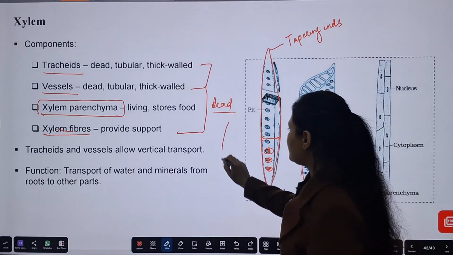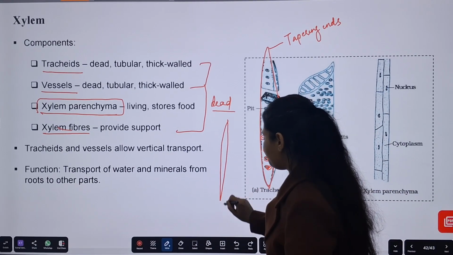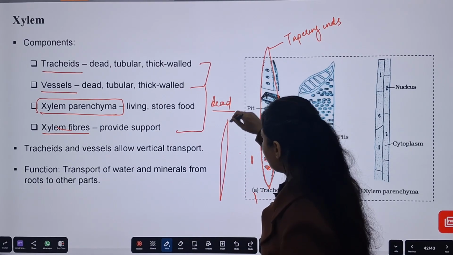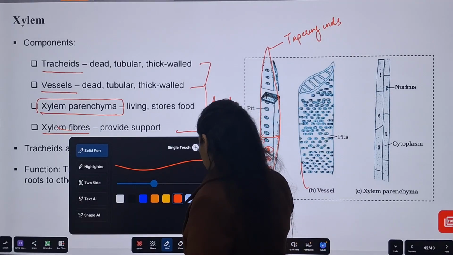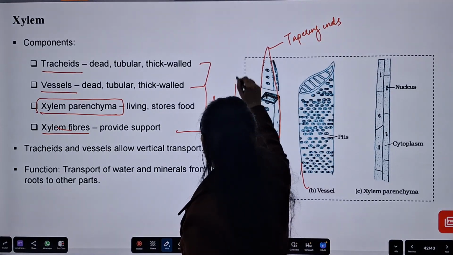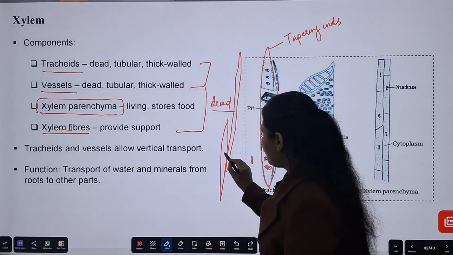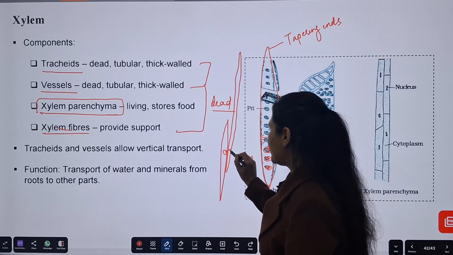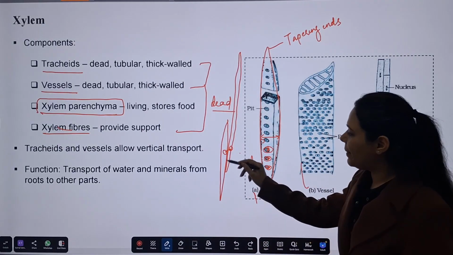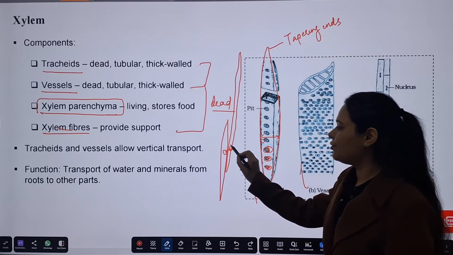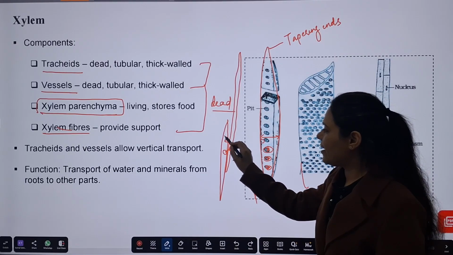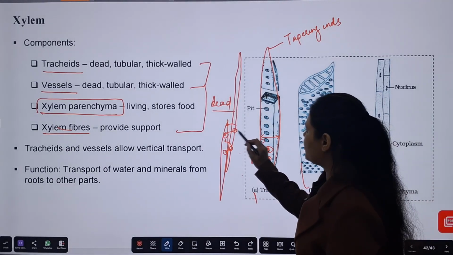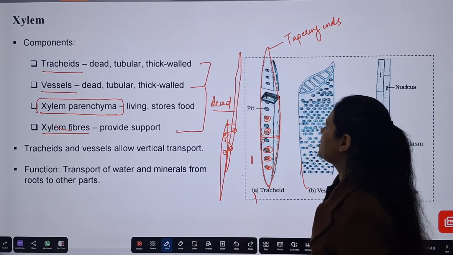So if two tracheids are arranged side by side like this, then from the pit that is present in the side wall of this tracheid, water can travel to another tracheid, from the pit of one tracheid to the pit of another tracheid, like this. Water can travel like this also, right? So through pits water can move. So tracheids have pits on their side walls.